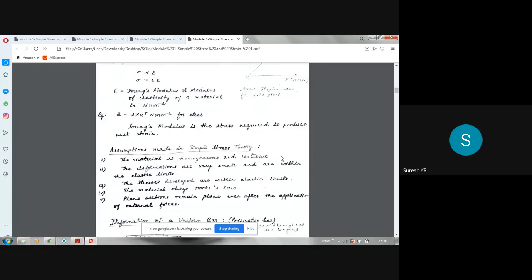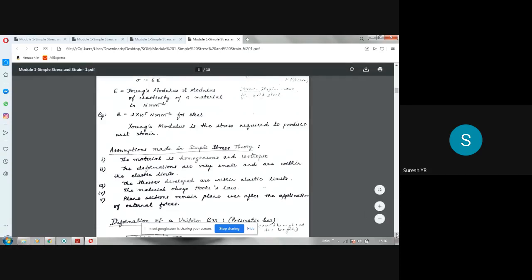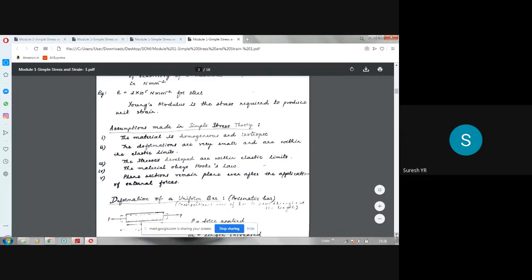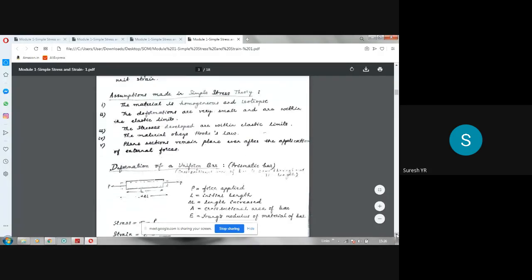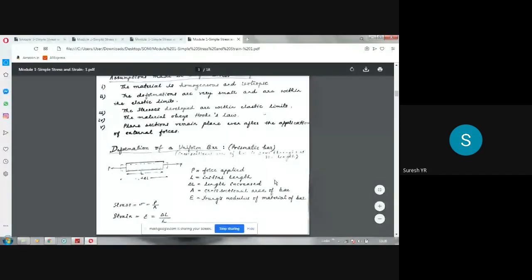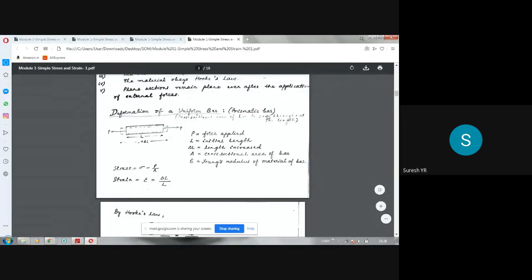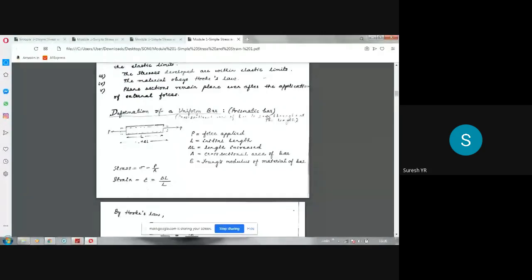Please note that force is an external agent, whereas stress is an internal factor which develops to resist the external force. Now one simple derivation we have done: deformation of a uniform bar. Uniform bar means the cross section remains the same; it is also called a prismatic bar. L is the length of the bar. Let us assume that P is the tensile force acting on that bar. Due to the tensile force, the bar elongates. The initial length is L. The final length I will take as L plus delta L, that means delta L is the increase in length.